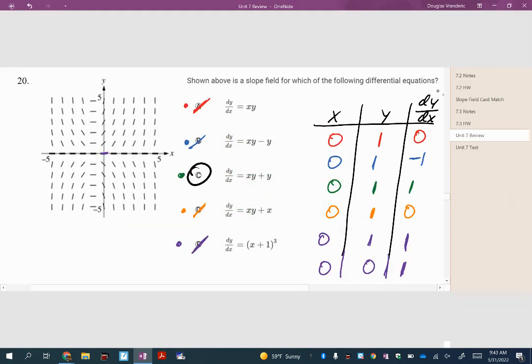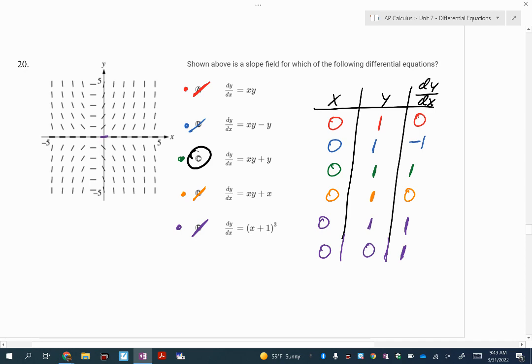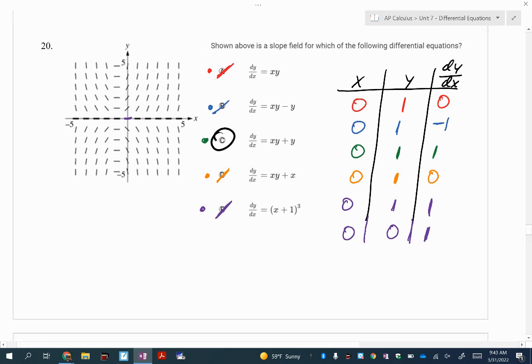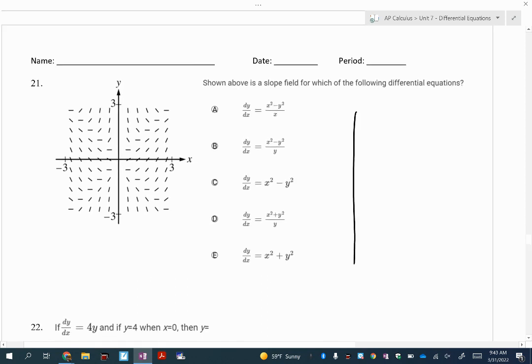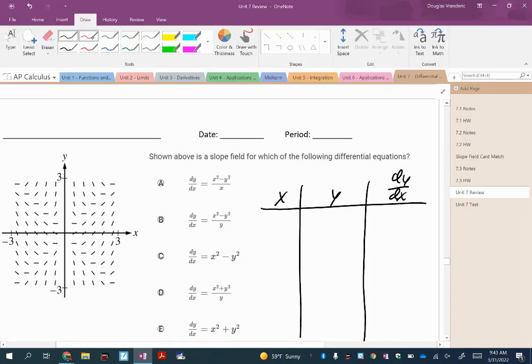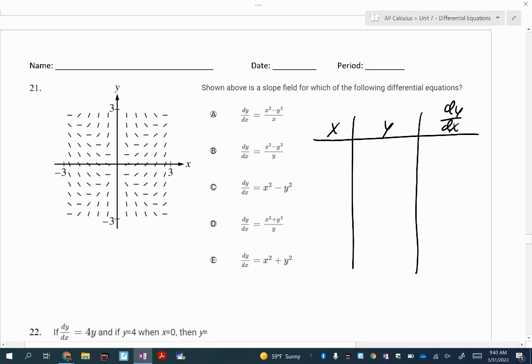All right. Now, again, these are the points that I chose. You can choose lots of different points. It's up to you which ones you want to choose. Let's do the same thing for 21. We got x, y, and then dy dx.